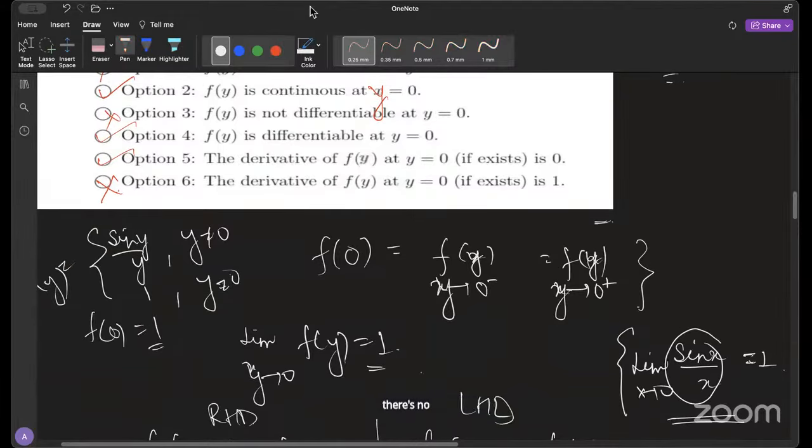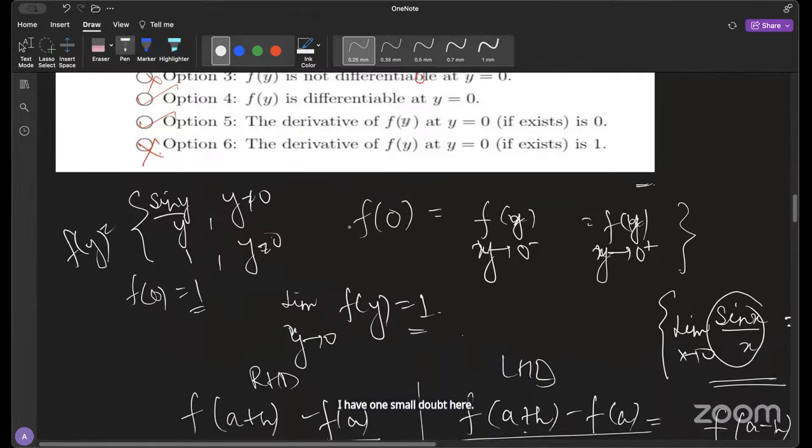If there's no doubt in this question, can we move on to the next one? I have one small doubt here. That function is given, no?